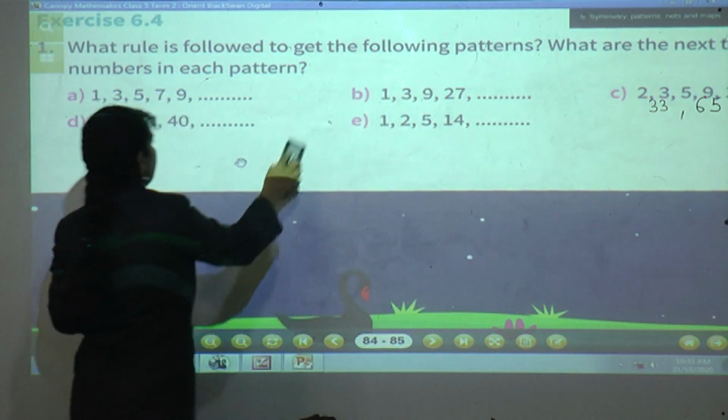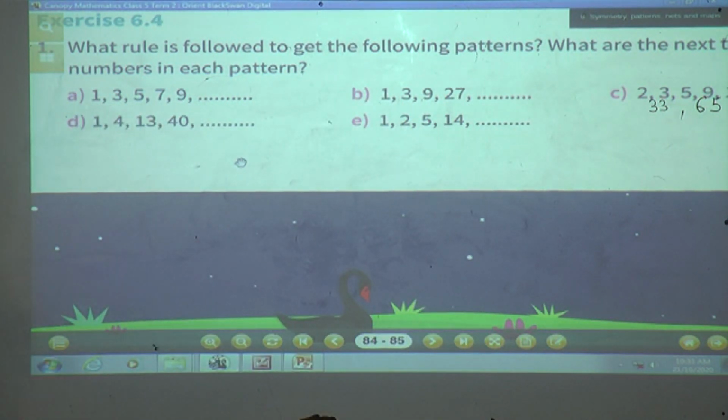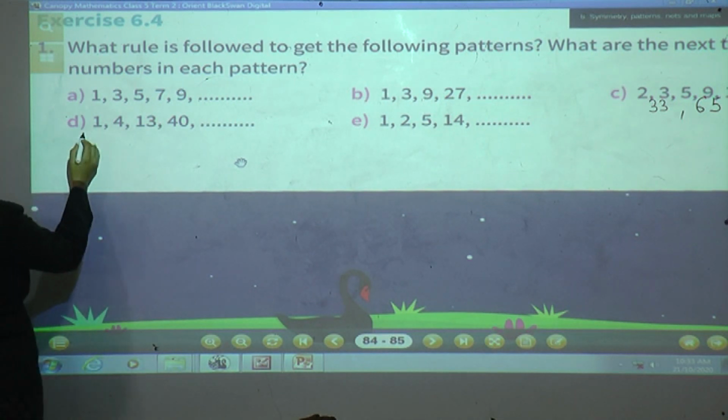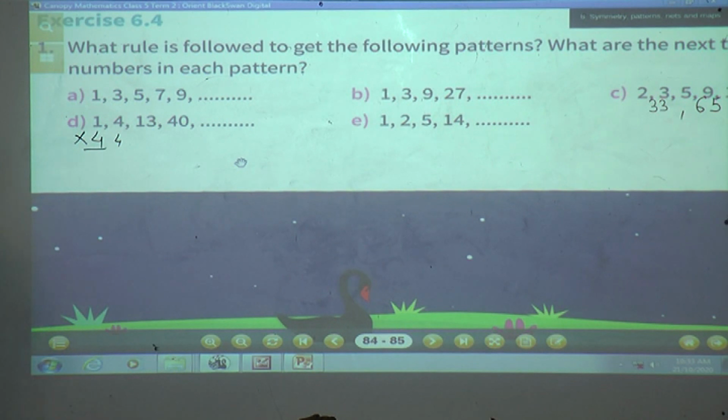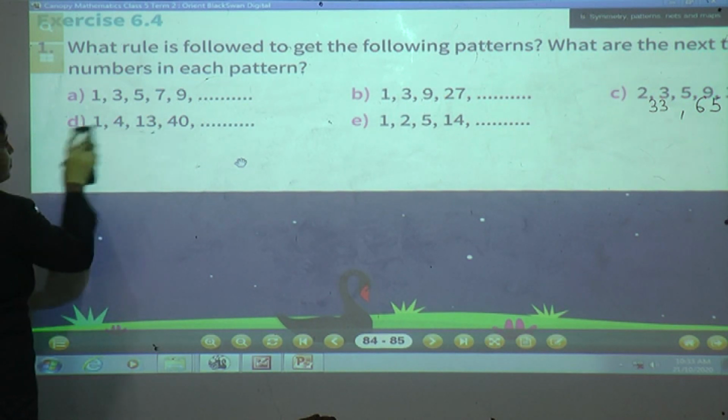What can you see? Think. Yes, students, tell me the answer. See, if you multiply 4, here it will come 4. But again if we multiply it by 4, what will come here? It will come 16. But here is the answer 13. So this pattern will not match here.